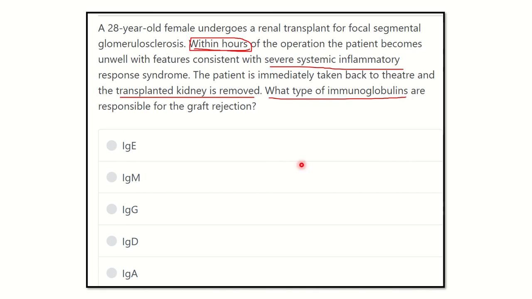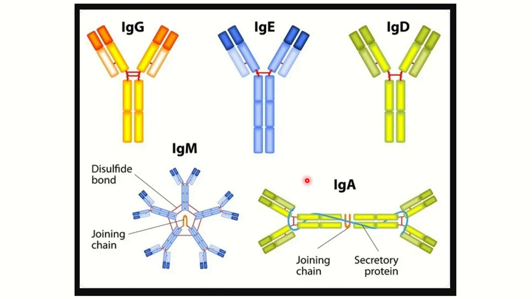Here we can see the options are IgE, IgM, IgG, IgD and IgA. These are the different immunoglobulins, and among them, what is the culprit for this transplantation failure? So let's see it. We know that there are 5 types of immunoglobulin: IgG, IgE, IgD, IgM and IgA.